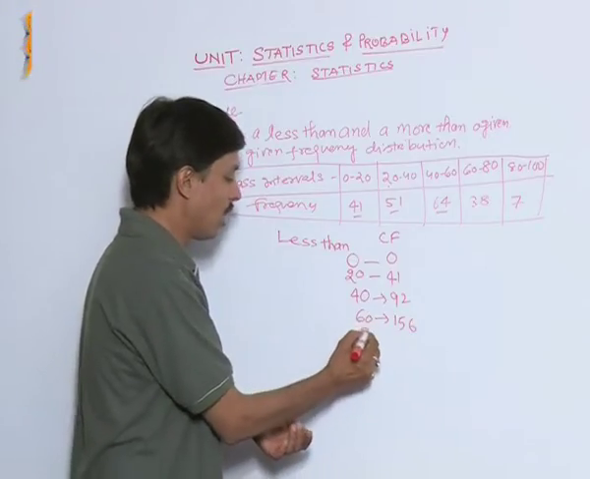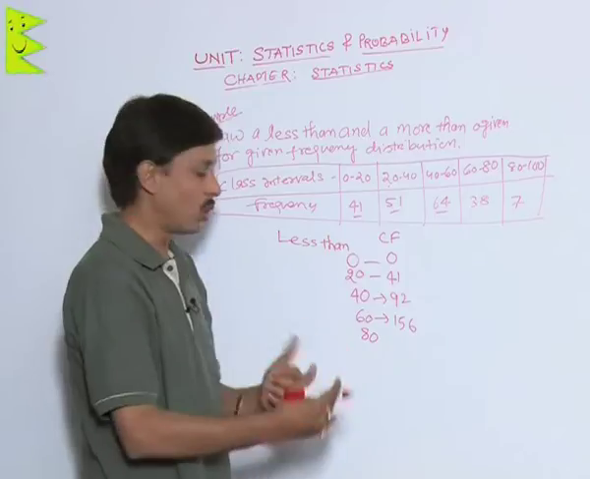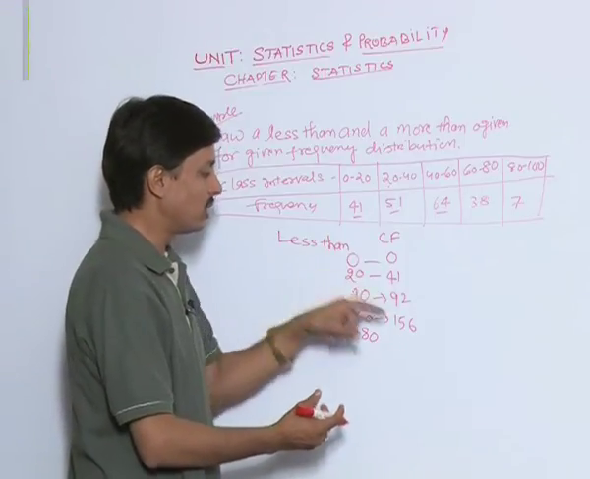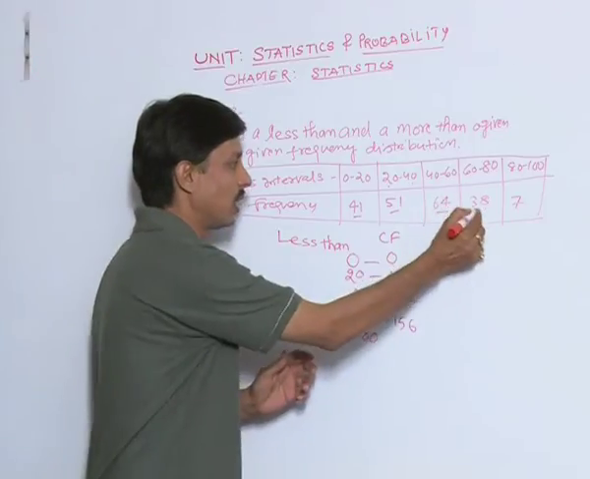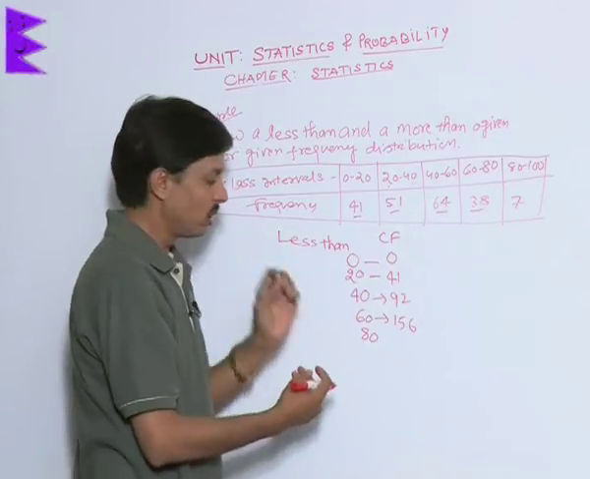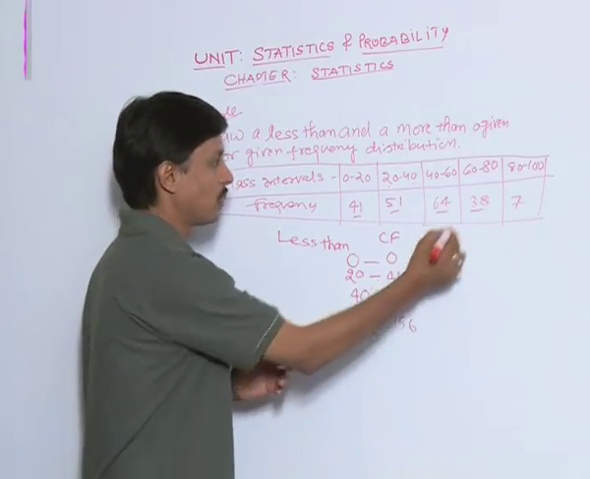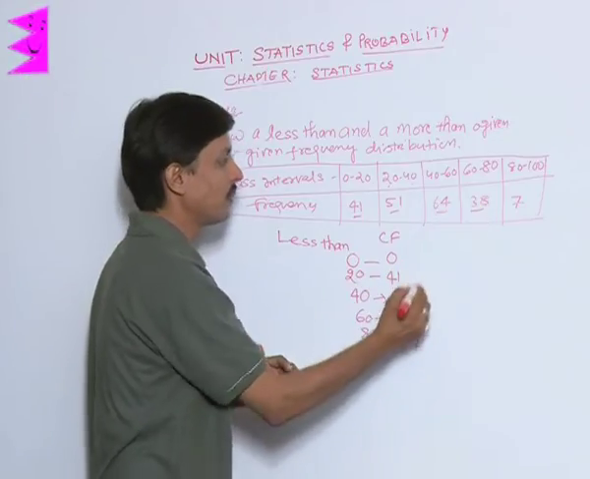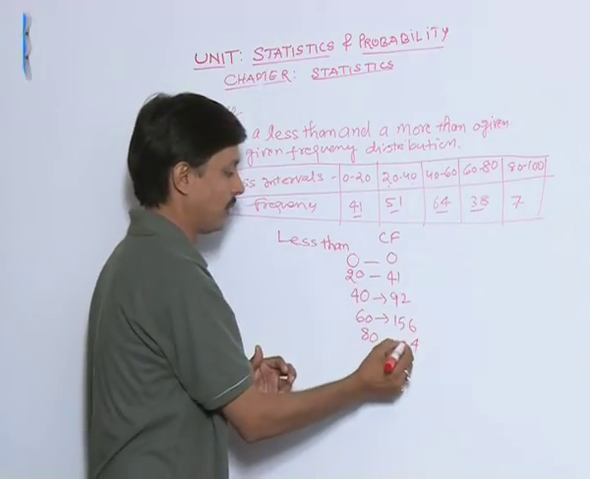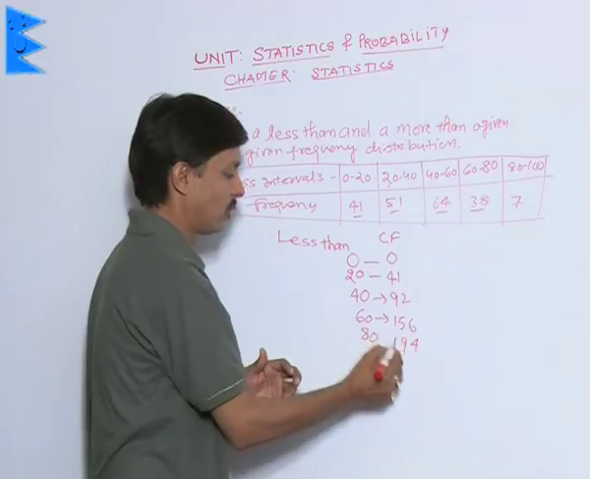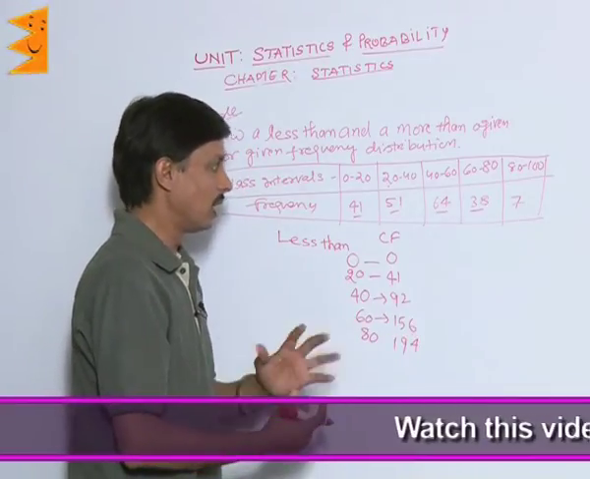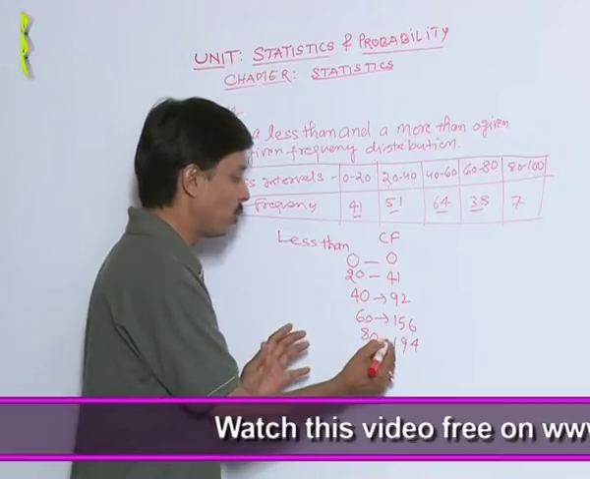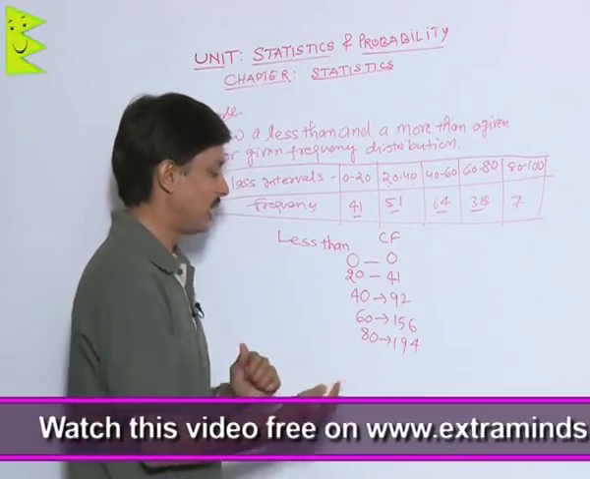If I ask how many students have scored marks less than 80, then in this group of 156 these 38 students will also come. So it is 6 plus 8, that is 14, then 4 plus 5 is 9, and then 1. 194 becomes the number of students who have scored marks less than 80.